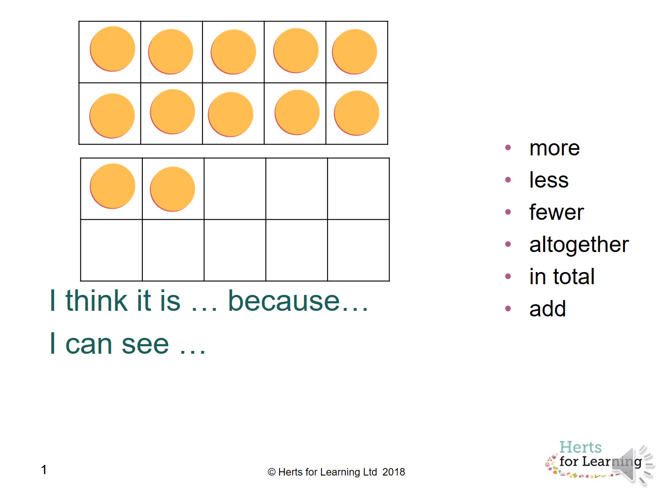How many less than 20 have I got? If both of my tens frames were full, I would have 20. So how many less than 20 have I got? How many have I got missing?